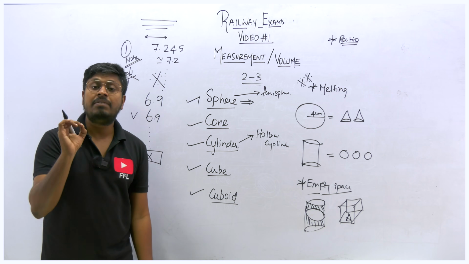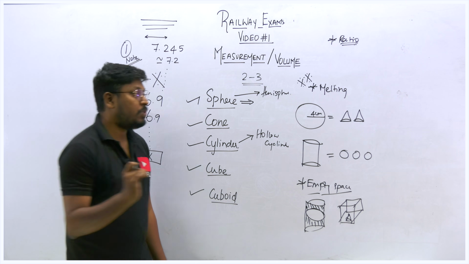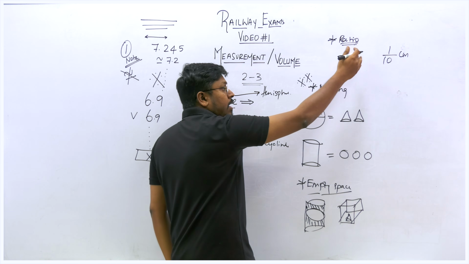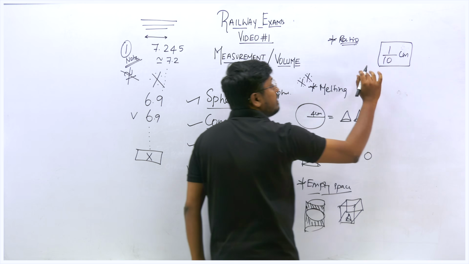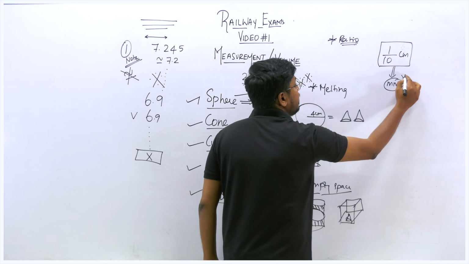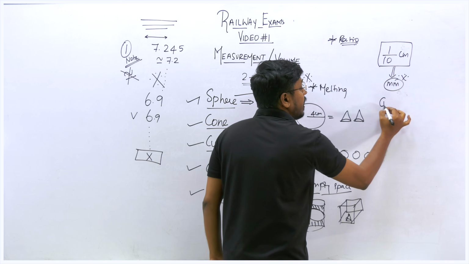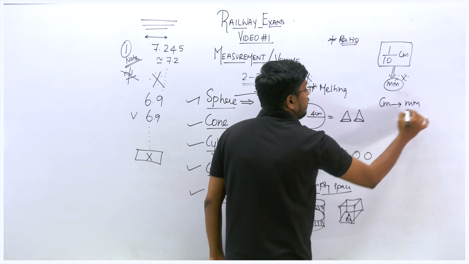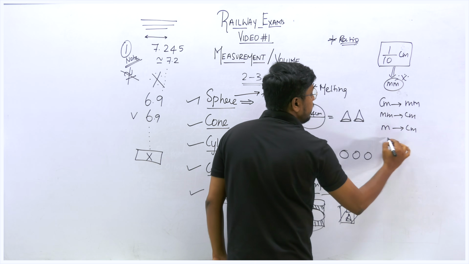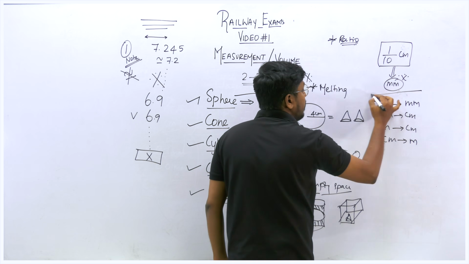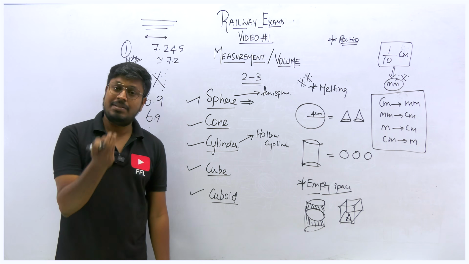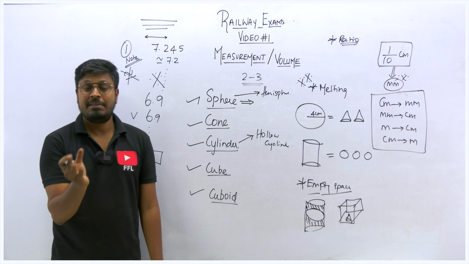Why? Because the conversion part is always important. After solving a question, at last you will get an answer like 1/10 centimeter. After that, you don't know how to convert into mm. That is the problem of many students. So kindly learn how to convert centimeter to millimeter, millimeter to centimeter, and similarly meter to centimeter, centimeter to meter. The conversion concepts are important, because mostly the values will be in centimeter or millimeter.